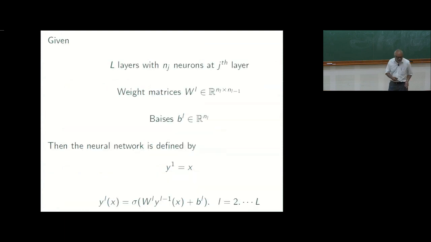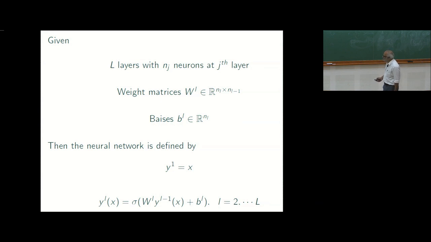And now what is a neural network? A neural network is exactly a similar thing, except that you keep doing it for composite functions, compositions. The definition is like this. You start with some value x, and then you keep iterating, where l runs from 2 to L. Here you know y_l and y_(l-1), sigma is a function, b is a vector, and W_l is a matrix.